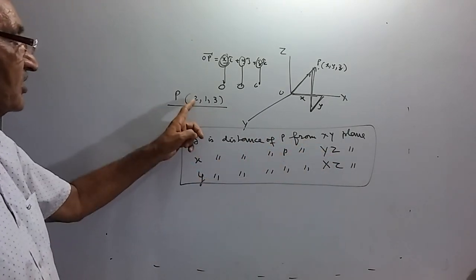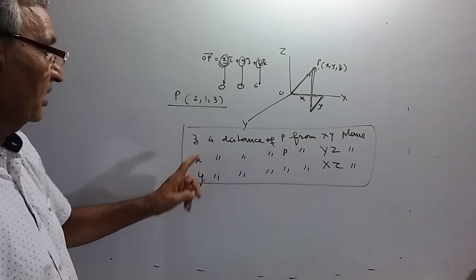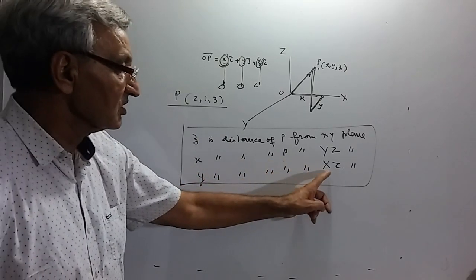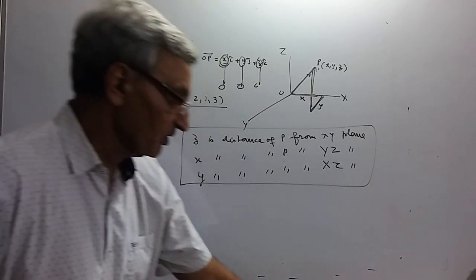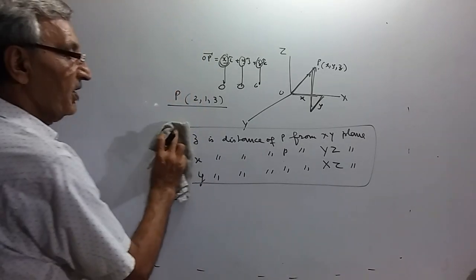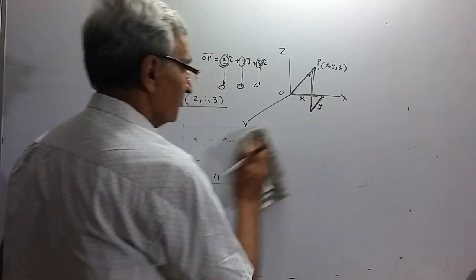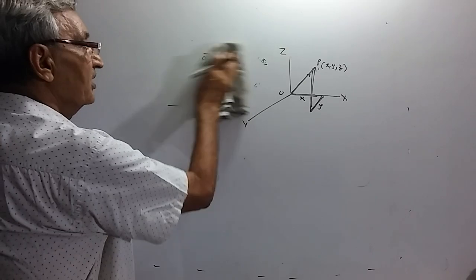What is the distance of this point from the yz plane? The x coordinate, 2. What is the distance of this point from the xz plane? It means 1. That is one part. So first of all, how to find the distance of a point from a given coordinate plane.